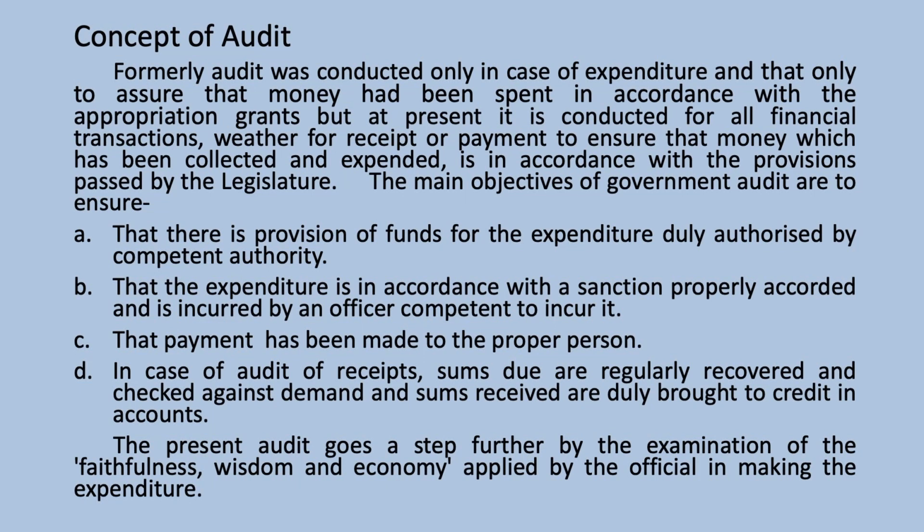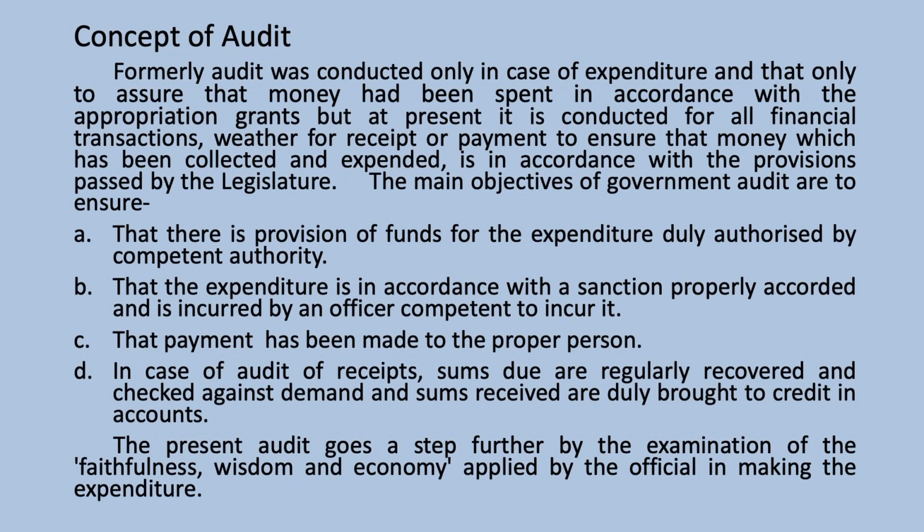The main objectives of government audit are to ensure that there is provision of funds for the expenditure duly authorized by competent authority, that the expenditure is in accordance with a sanction properly accorded and is incurred by an officer competent to incur it, and that payment has been made to the proper person. In case of audit of receipts, dues are regularly recovered and checked against demand, and sums received are duly brought to credit in accounts.